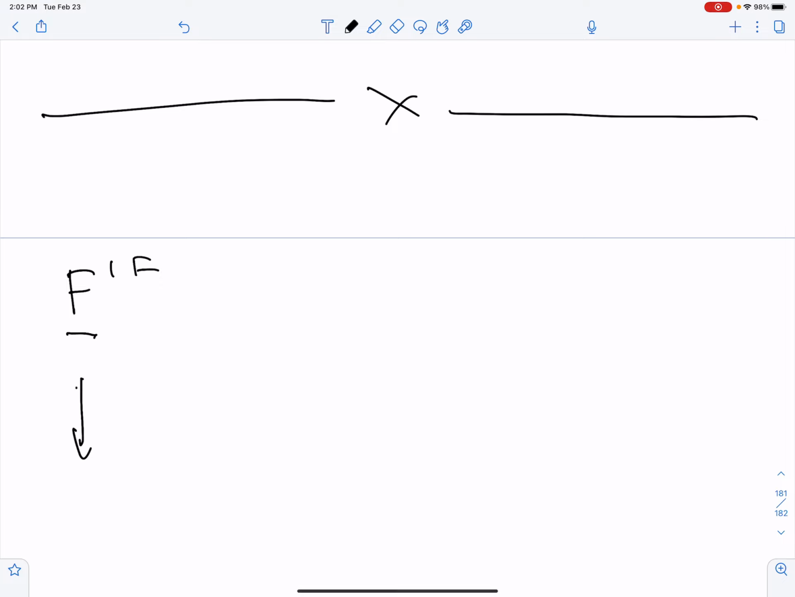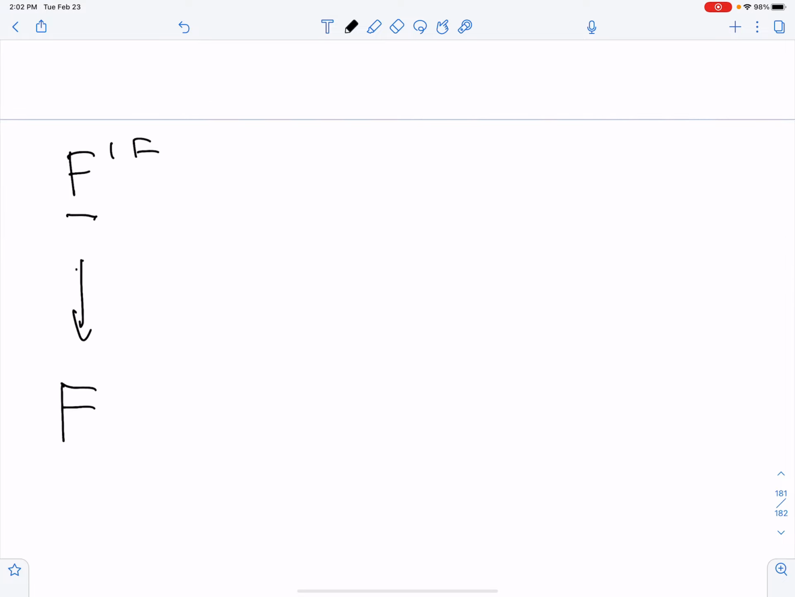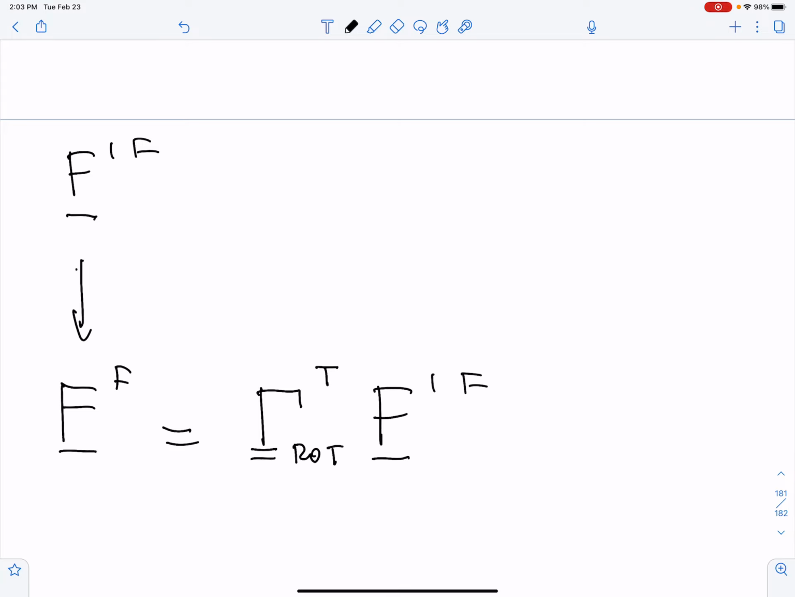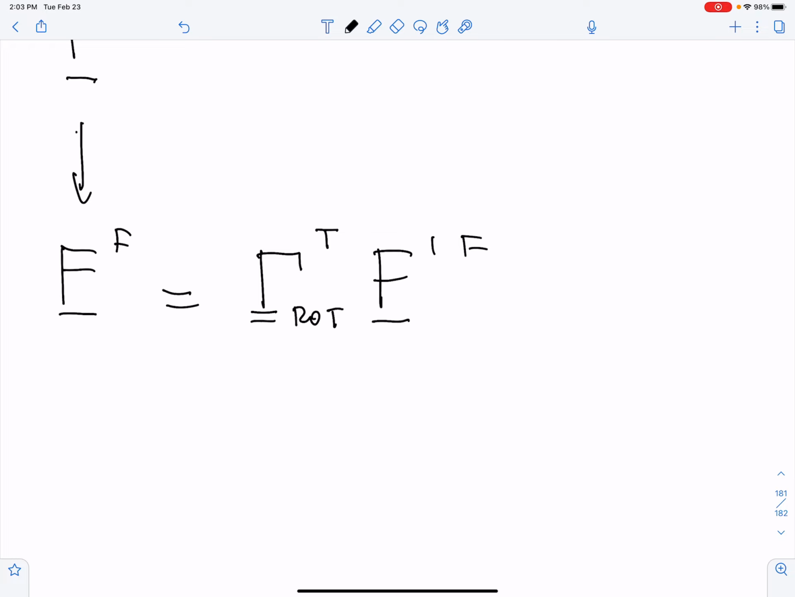As a next step, you go to the global coordinate system, F. It's how the forces are related between the local and global coordinate systems through the rotation matrix. So this is exactly gamma ROT transpose times F prime F. So you use the same rotation matrix as you do for the conversion of the stiffness matrices, you do it for the F prime.